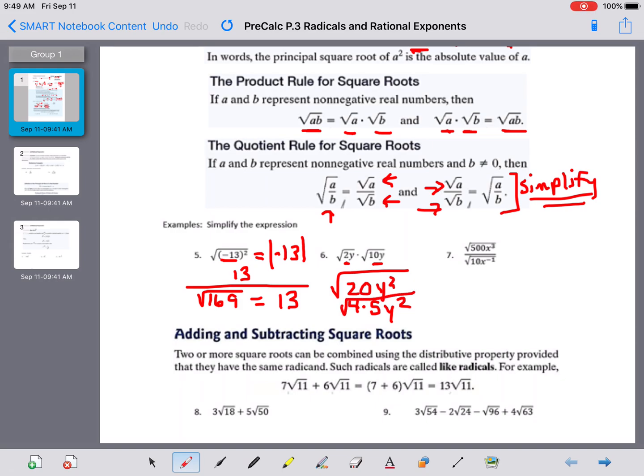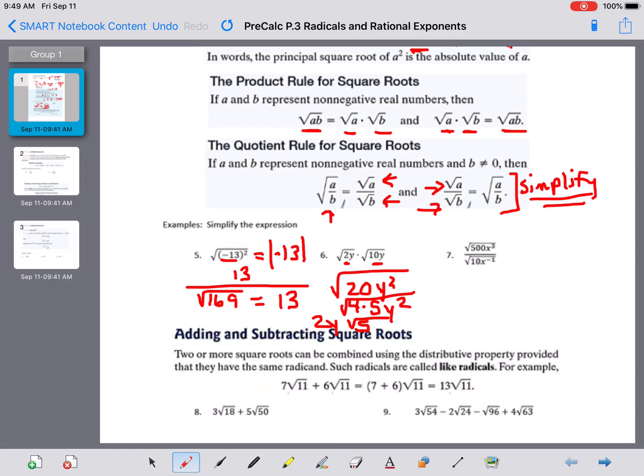And remember, I'm looking for pairs. So what pair is inside here that I can pull out? Well, the square root of 4 is a pair of 2's, so I can pull out 2. The square root of y squared, there are 2 y's. I can pull out a set of y. And I'm left with just 5 underneath. So 2y square root of 5 for my simplified answer there.